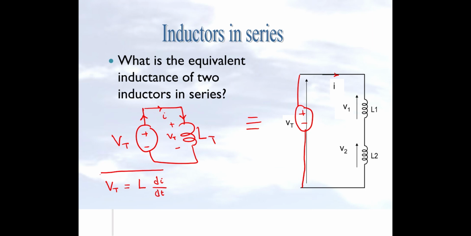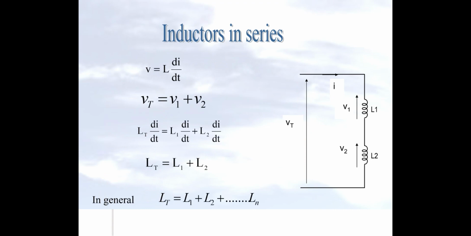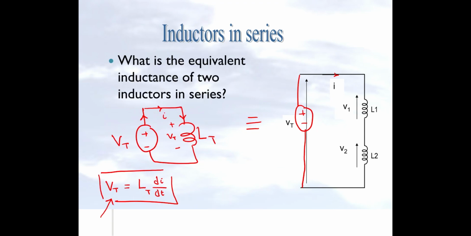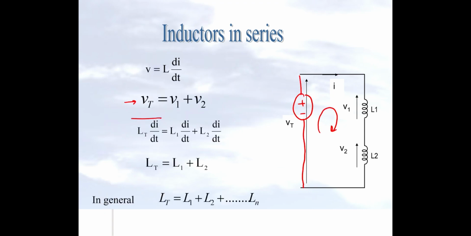Now let's take this equation and do circuit analysis on the circuit on the right to see how we would represent LT in terms of L1 and L2. So far I have an expression for Vt in terms of the equivalent inductance. Now let's go to the circuit on the right. I have my voltage supply, Vt. If we write a KVL here, we have Vt equal to V1 plus V2. From the previous slide, we have Vt represented in terms of the equivalent inductor, so this is what I have here.